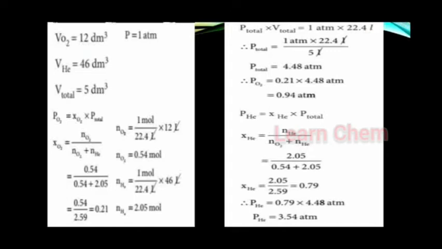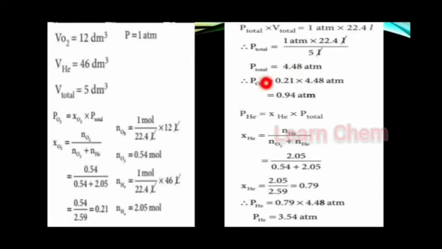Now the tank capacity is 5 dm³. So the pressure automatically increases, isn't it? If the volume is decreased, the pressure automatically increases. So how is it increased? P total is equal to 1 atmosphere into 22.4 liter divided by 5 liters. So the pressure is equal to 4.48 atmosphere.